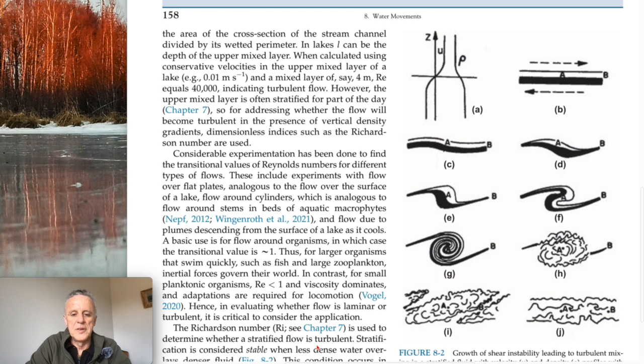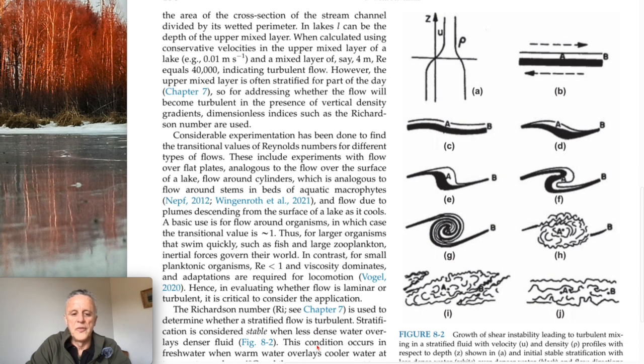Considerable experimentation has been done to find the transitional values of Reynolds numbers for different types of flows. These include experiments with flow over flat plates, analogous to the flow over the surface of a lake, flow around cylinders, which is analogous to flow around stems in beds of aquatic macrophytes, and flow due to plumes descending from the surface of a lake as it cools.